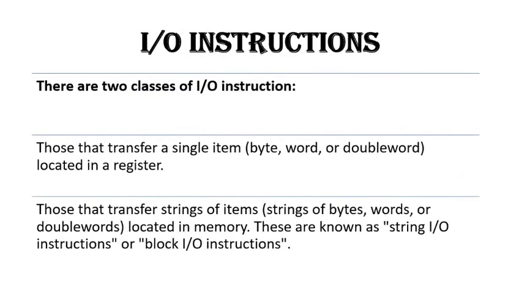Next in line is input-output instructions. The main function of input-output instructions is to provide communication between the computer and the outside environment. There are two main classes of input-output instructions: those that transfer a single item and those which transfer strings of items.